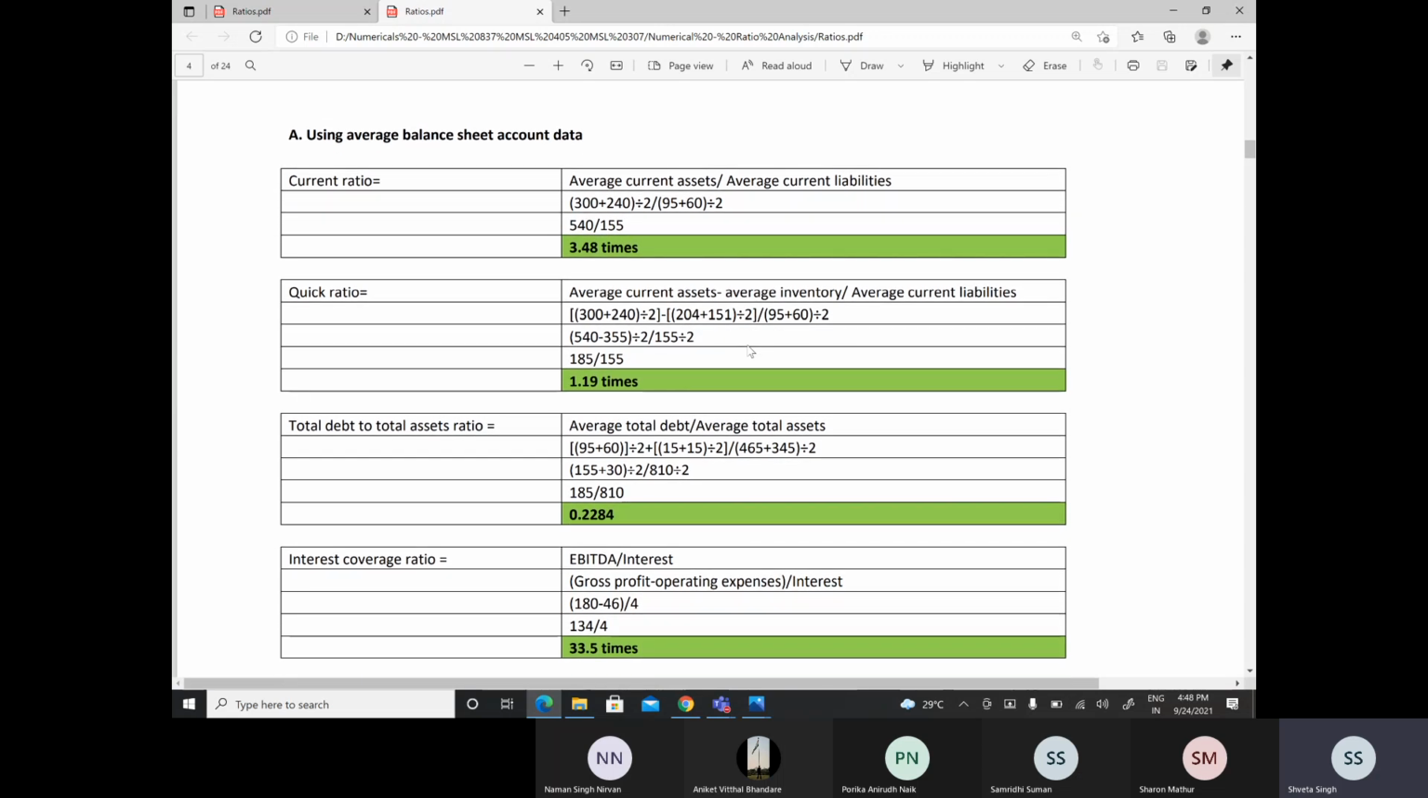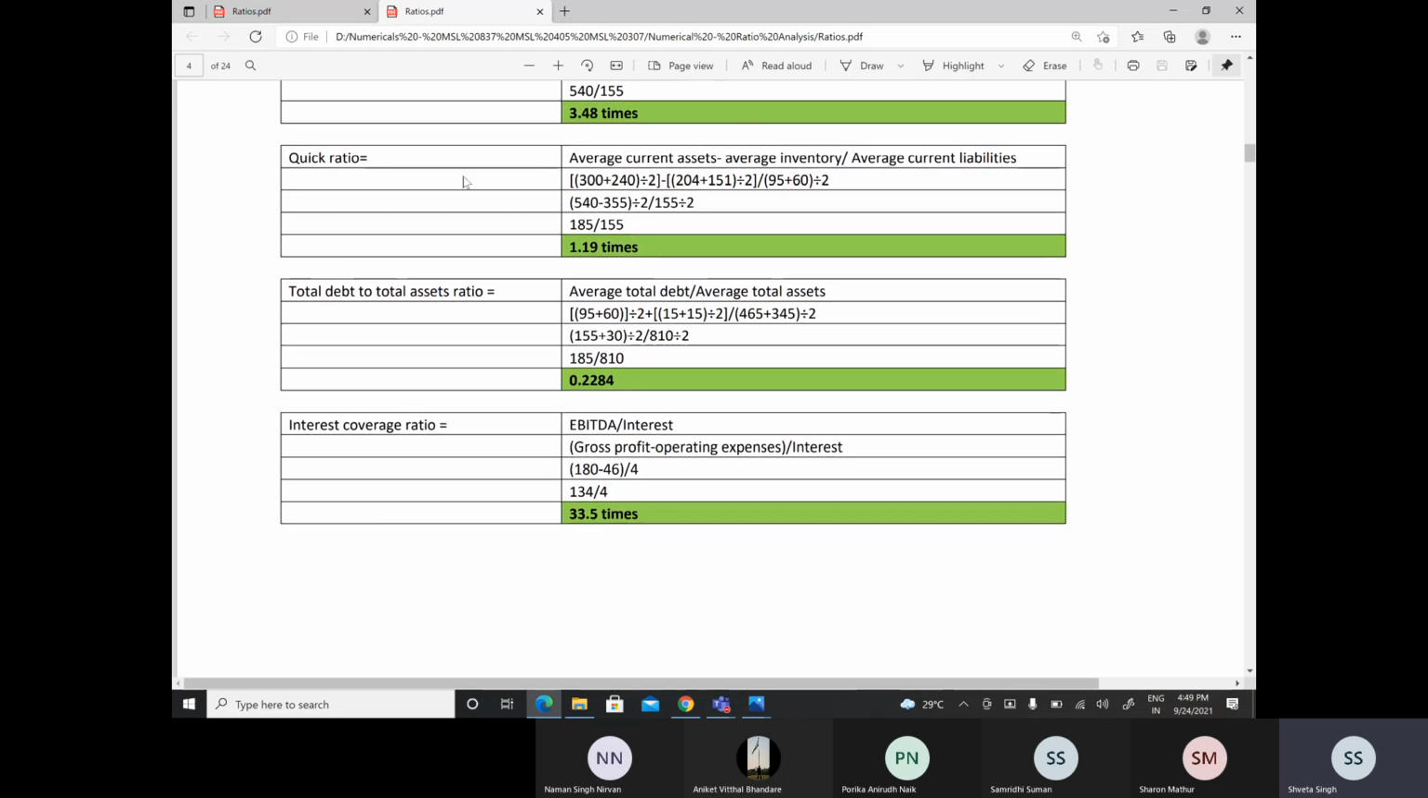So, using the average balance sheet account data, the current ratio would be average current assets upon average current liabilities. So, we've added up the average current assets, 300 plus 240 divided by 2, divided by the 95 plus 60, which is the average current liabilities divided by 2, which comes out to be 540 divided by 155, which is 3.48 times. Prima facie, it's evidence of good liquidity. Then we calculate the quick ratio.